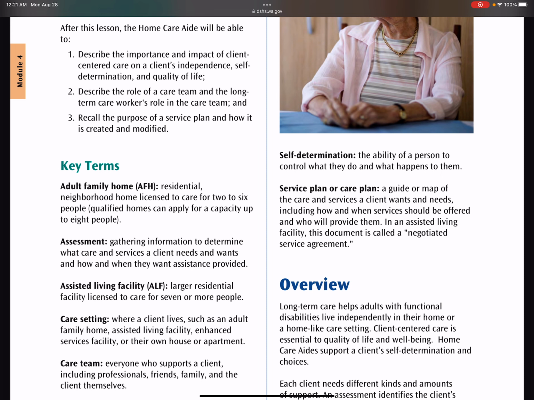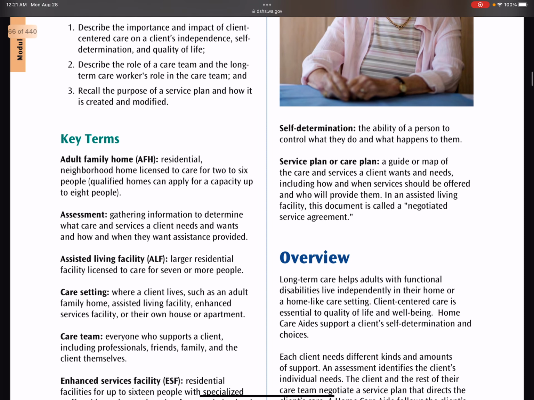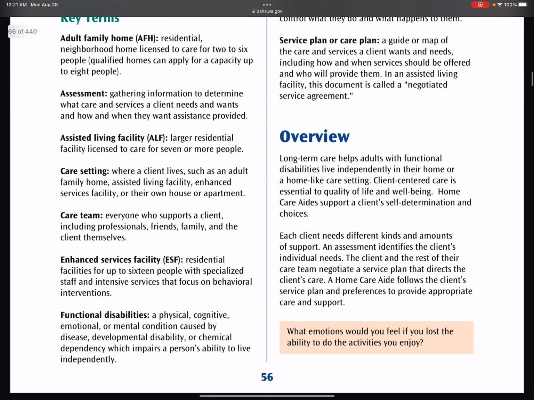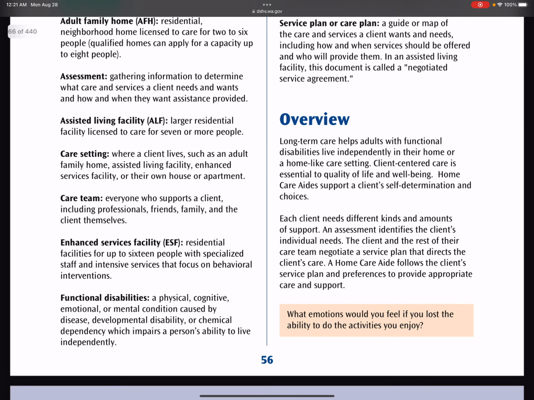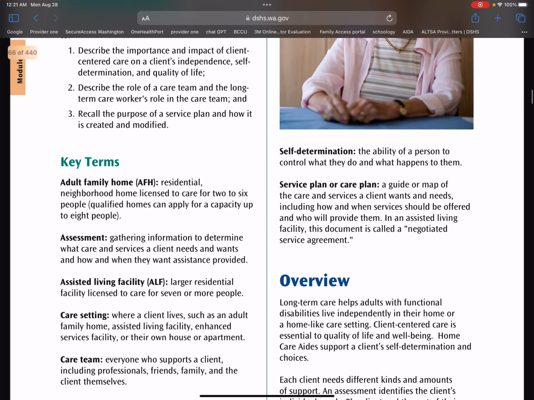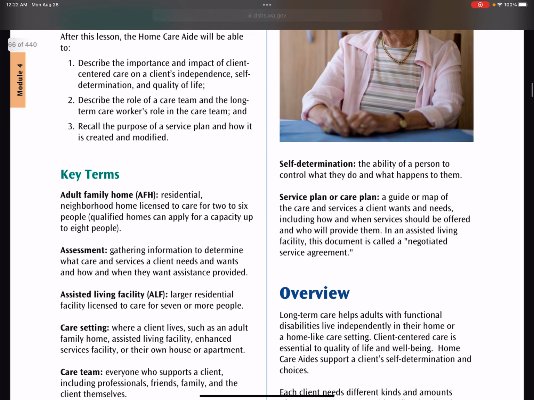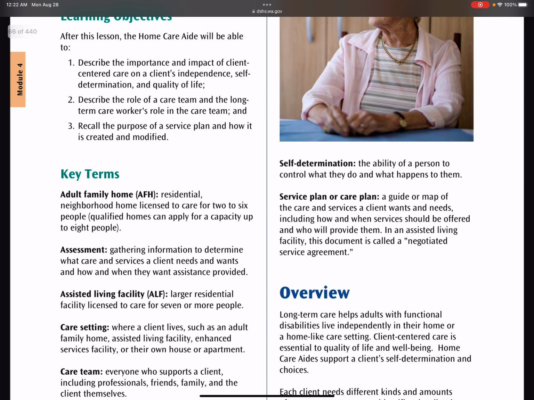Adult family home, what is it? What's an assessment? What's an assisted living facility? What's a care setting? What's a care team? What's an enhanced service facility? What does functional disability mean? Self-determination, service plan, and care plan. They're very important words. I would advise you to study them.